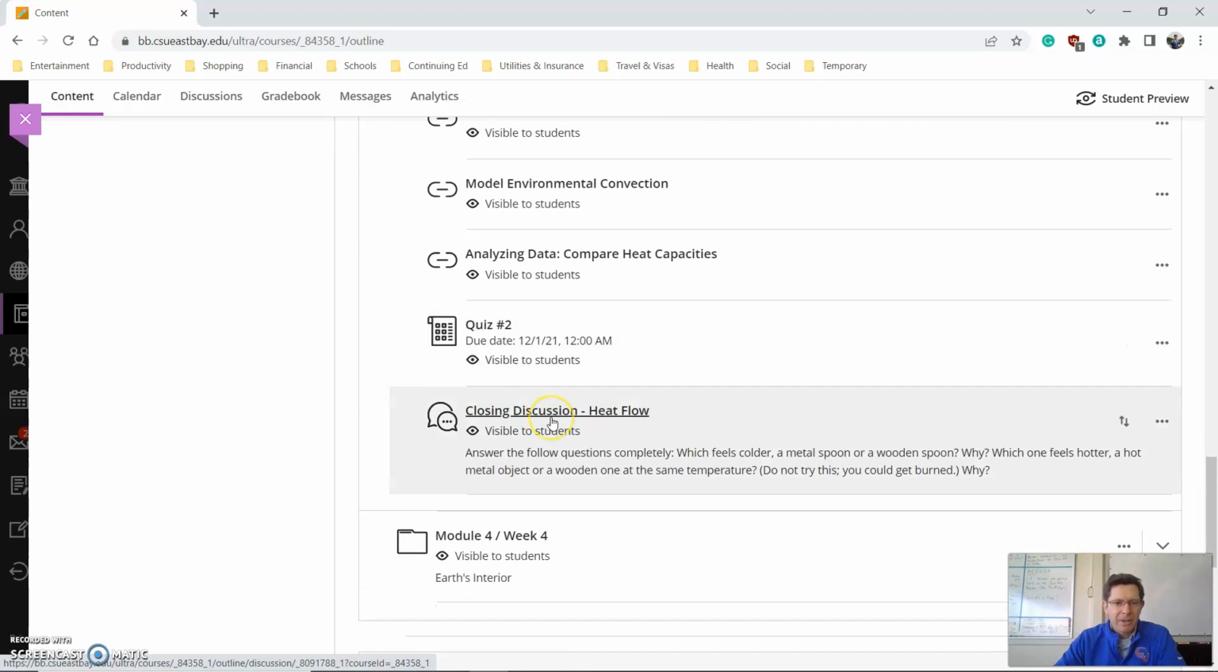And then lastly, we have a closing discussion on heat flow, thinking about which feels colder, a metal spoon or a wooden spoon, and why. The answer is not as obvious as it might seem. So I think that's an interesting one.